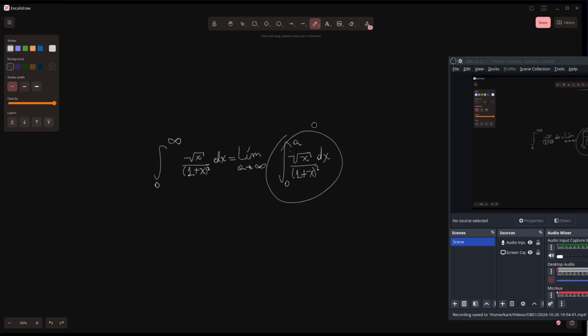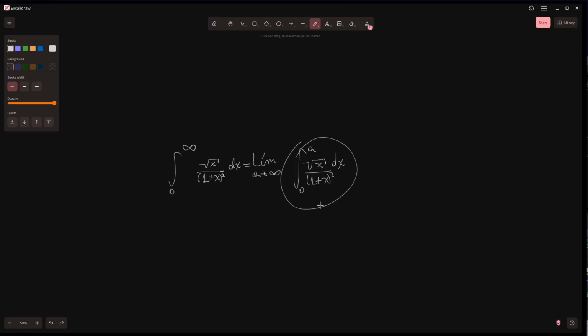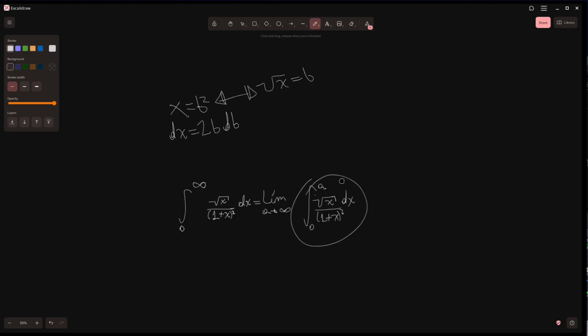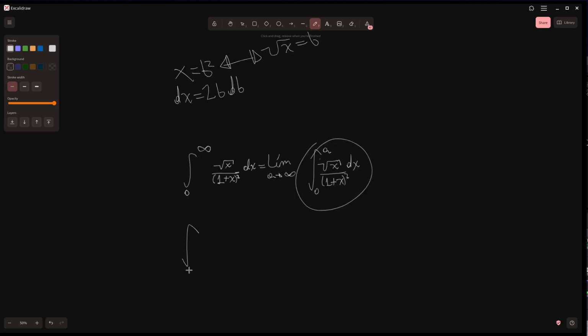Nice. Once we have changed the limits, we can raise x to the power of 2. We change the variable by naming x equals v squared. We obtain dx equals 2 times v dv. And to change the limit, we need to know that this function, the square root of x, equals v.